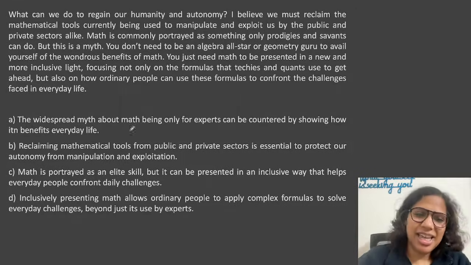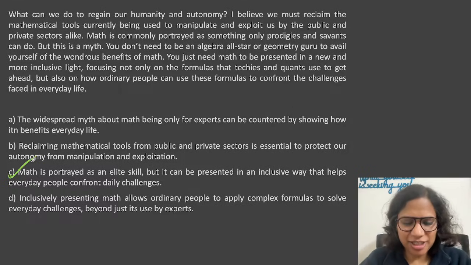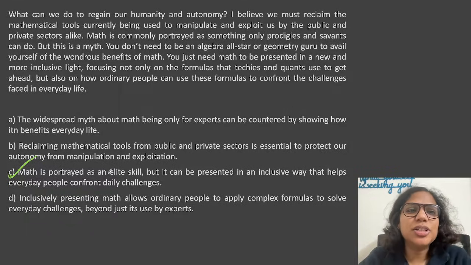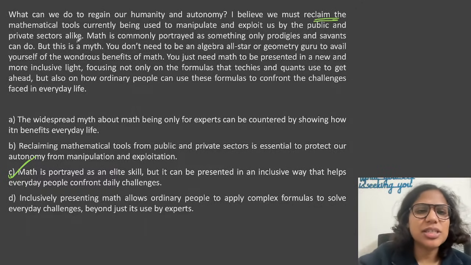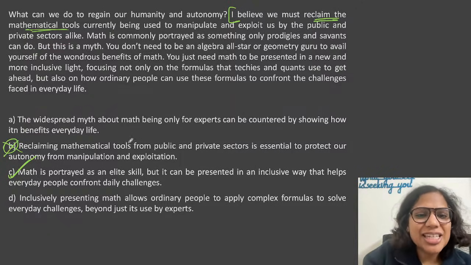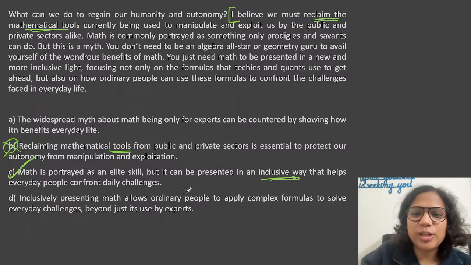Excellent. Excellent. C is the answer here. Because you here did not just have to talk about reclaiming the mathematical tools. This is, see, that kind of a question where you don't just have to stick to what is there in the beginning, which is what B does. कैसे reclaim करेंगे ये भी तो बताना है ना, ठीक है? So, this is the way to reclaim it. Okay. Now, this is distorted.